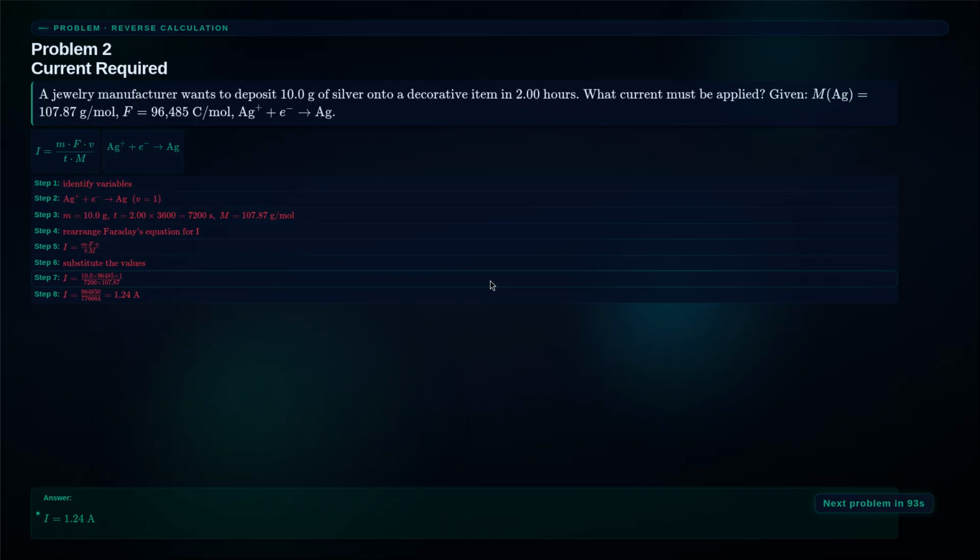Rearranging Faraday's law to solve for current. I equals m times F times v divided by t times M. Substitute 10.0 times 96,485 times 1 divided by 7,200 times 107.87. This equals 964,850 over 776,664, which gives 1.24 amperes.